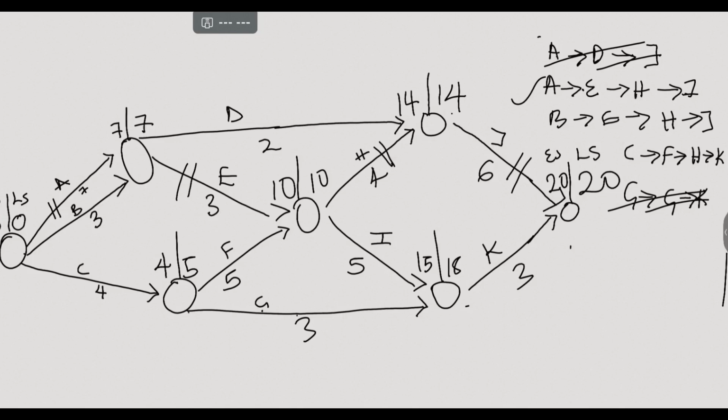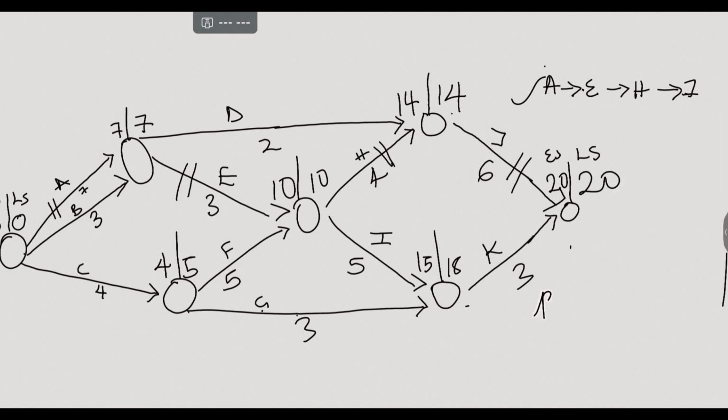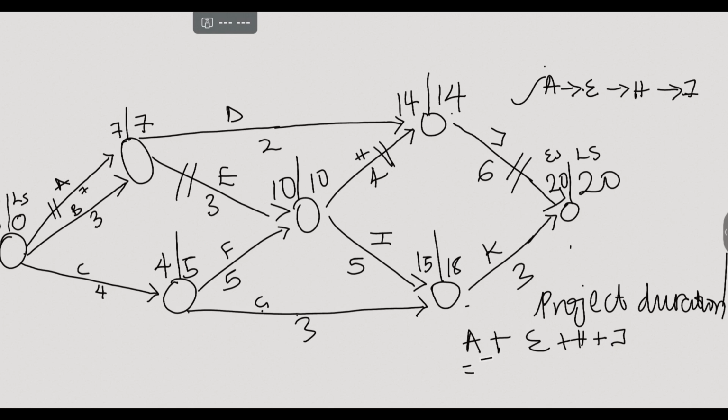Now that we have identified that A, E, H, J is our critical path, we can find the project duration by adding the sum of their means together. Therefore, the project duration will be A plus E plus H plus J, which equals 7 plus 3 plus 4 plus 6, which equals 20 weeks.